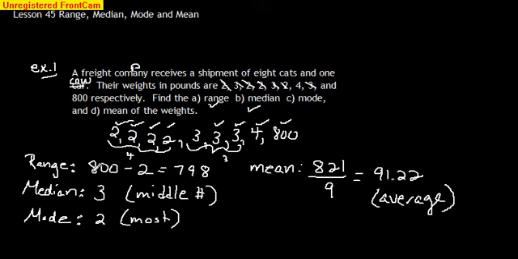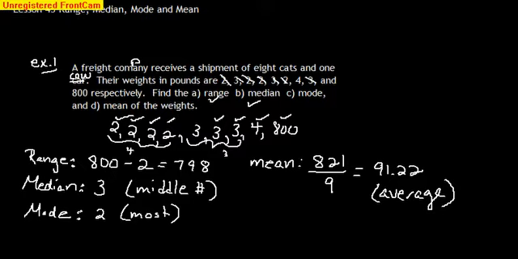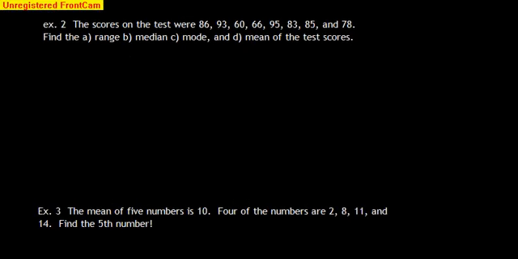So we have range, which is the difference between the biggest and smallest. The median is the number in the middle when they're in order. The mode is the one that happens the most, and the mean is the average, which means you add them all up and divide by the total number of numbers. Let's take this down. Let's try another one.